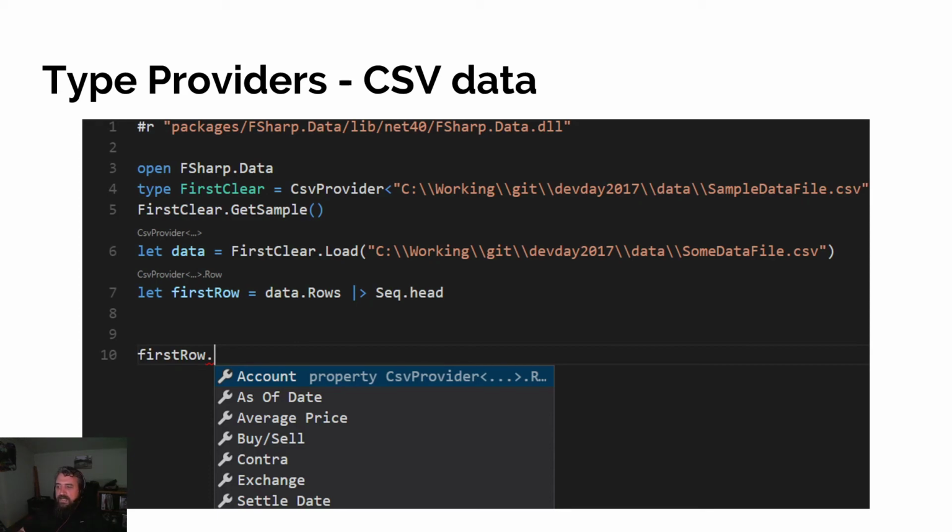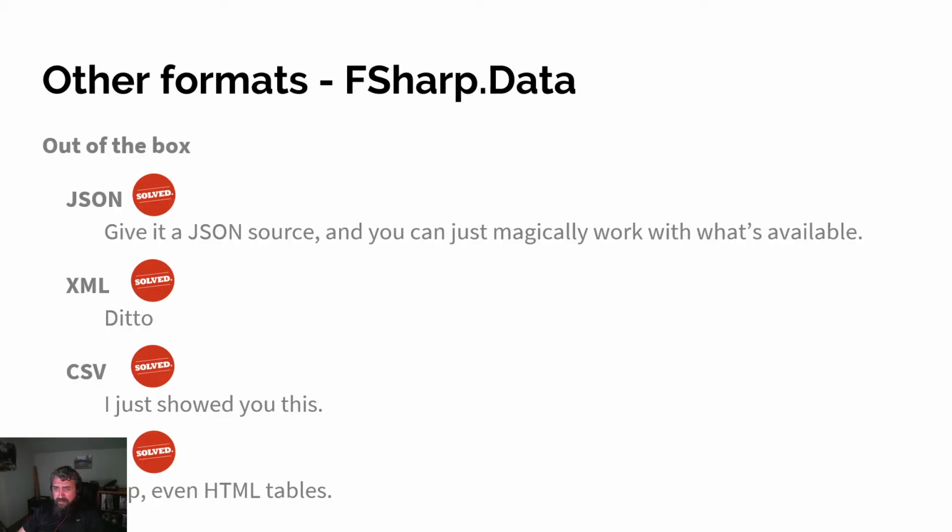It will actually create a type for me based off of the data files that were there. And you get that straight out of the box. You can give it a JSON source, and you can magically work with the files and the content of that JSON directly. You can do it with XML. You can do it with CSV. You can even point it to a web page and have it point to HTML tables.